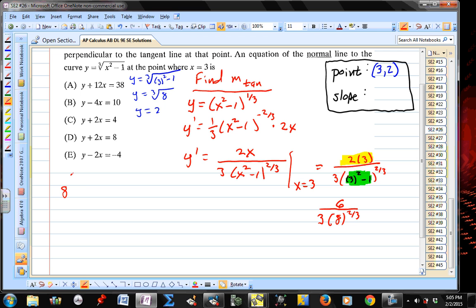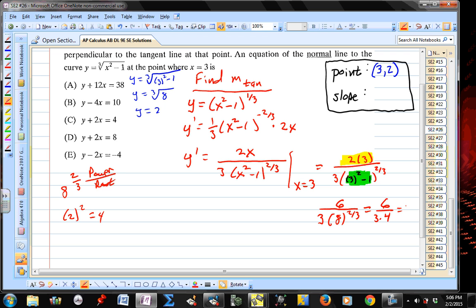Remember that a rational exponent or a fraction exponent tells us the power over the root. So we have 8 to the second power, and then we'll take the cubed root. So you could do 8 squared, which is 64, and then take the cubed root of 64. Or we can make our life simpler and do the cubed root of 8, which is 2, and then take 2 to the second power, which is 4. So either way you look at it, we'll get 6 over 3 times 4 on the bottom, which is 6 over 12, which reduces to 1/2.